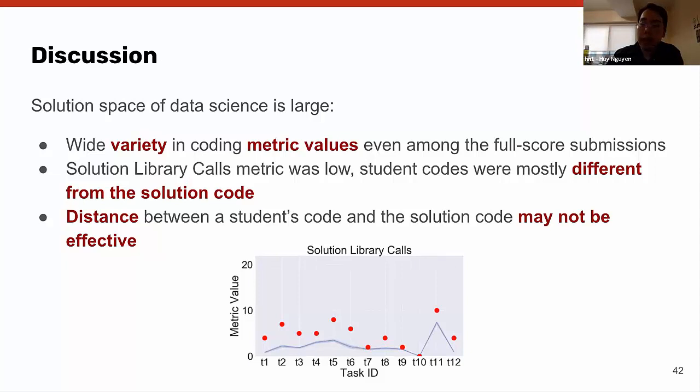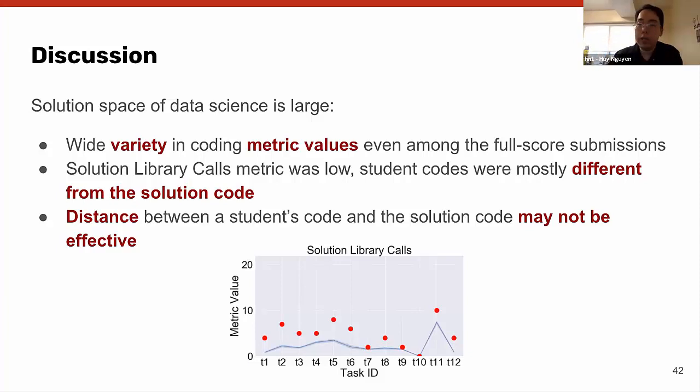This diversity highlights a key difference between data science and introductory programming, which is that the solution phase of a data science task can be large, even if the task is well-defined with a fixed correct output, such as those that we use in this project. This insight is further supported by comparing the students' code metrics with the solutions.